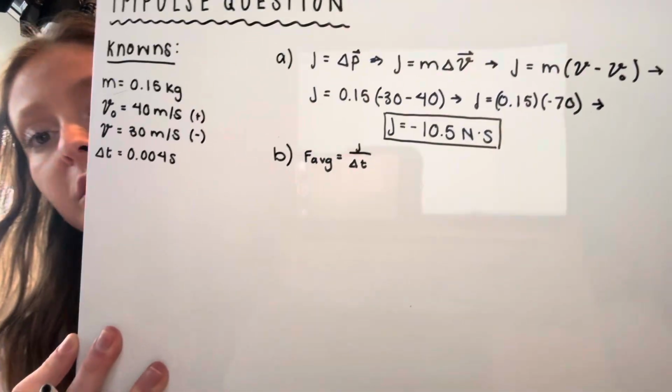And then moving on to part B, the question asks, if the bat is in contact with the ball for 0.004 seconds, determine the average force exerted on the ball. So we now know the time equals 0.004 seconds. And for that equation, the average force, F average, equals the impulse divided by the change in time. Just like that.